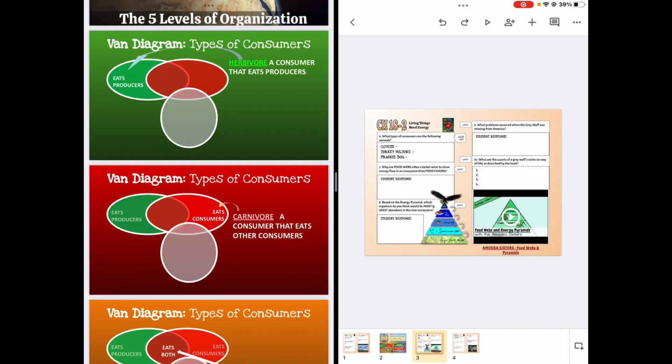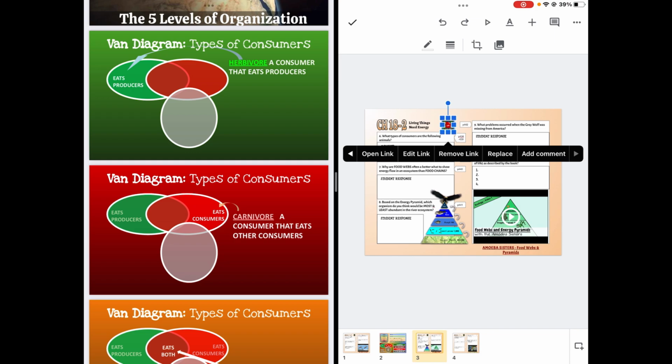Slide 3, we want to get back into the book pages. So I'm going to open that again.